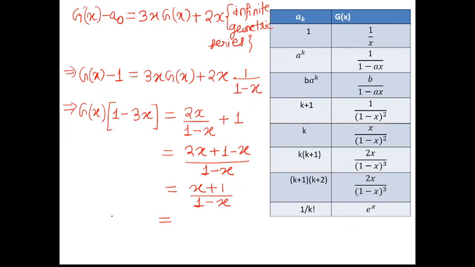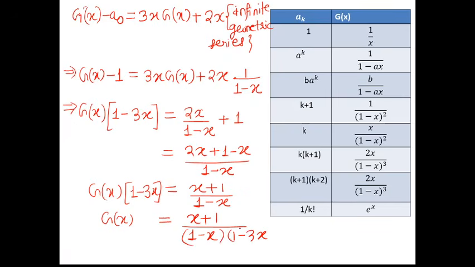Now after this we'll obtain g of x. So this is nothing but g of x into 1 minus 3x. Now we have to obtain only g of x on the left hand side, so dividing by 1 minus 3x. Before this, you can see here we can separate the numerator. So what do we get? Or let us divide. So x plus 1 upon 1 minus x into 1 minus 3x.